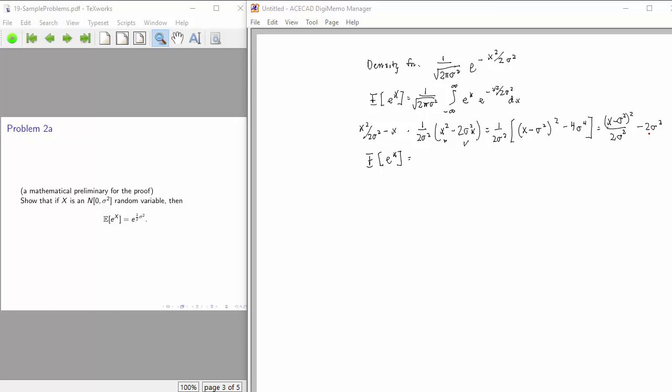I set y equal to x minus sigma squared, so dy is just equal to dx, and I've got e to the sigma squared over 2 times 1 over root 2 pi sigma squared times the integral from minus infinity to infinity of e to the minus y squared over 2 with respect to y. And because the density function for the standard normal distribution is properly normalized, this is equal to 1, and my result is proved.